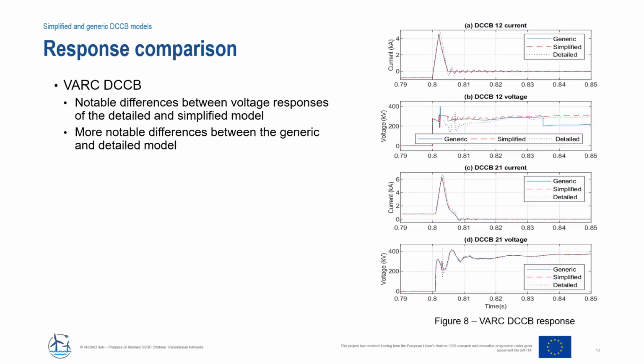With the VSC-assisted DC circuit breaker, the differences between the models are more pronounced, particularly the voltage waveforms. The simplified model is more accurate than the generic DC circuit breaker in both the voltage and current responses.